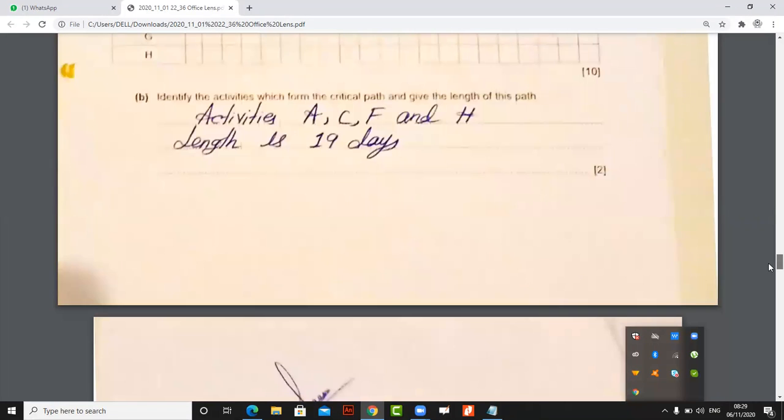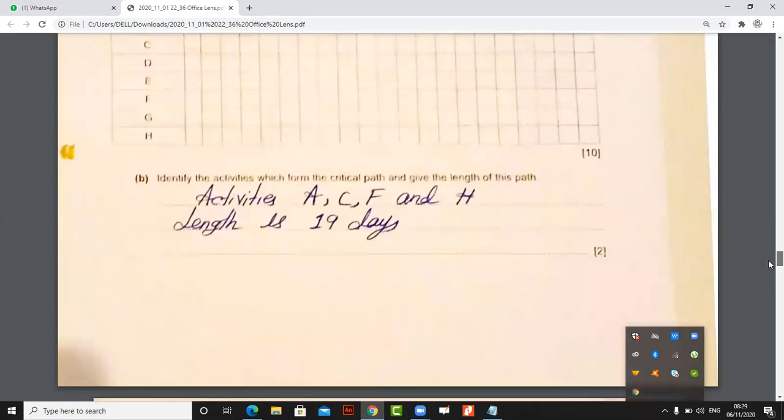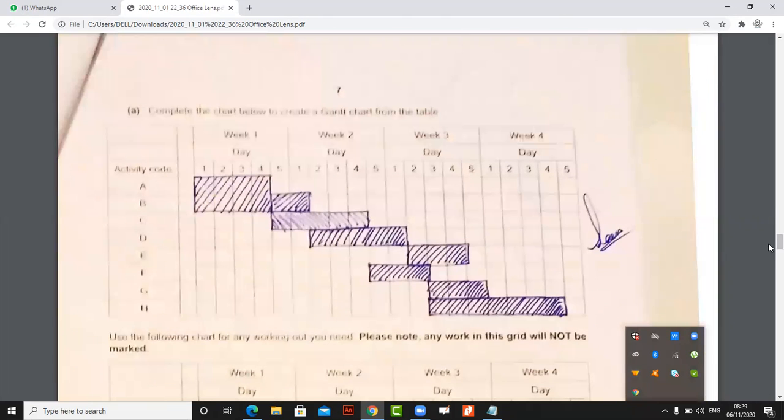And frankly, 10 marks question, not a big deal. I mean, frankly, it's 3 marks if you know this. Do you agree with me? Is it tough?